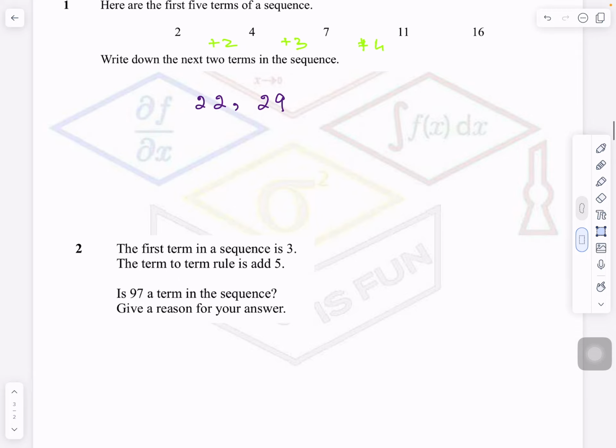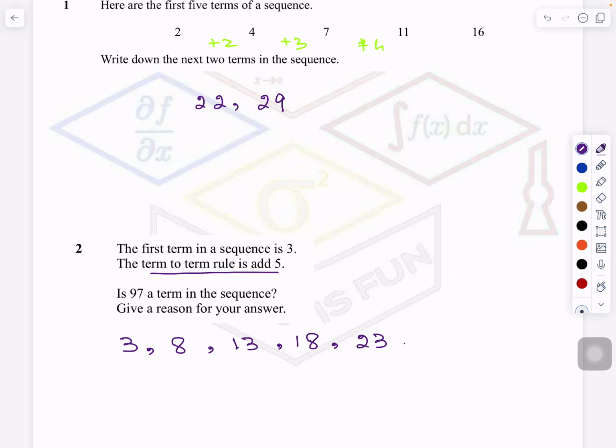Now what is happening in this one? This is a little tricky. Those who have notebook, take it out and write down, only then you will understand. Suppose I'm writing it for you, but you will answer. So first term in the sequence is 3. The next term we get by adding 5. 3 plus 5, 8. Then again add 5, 13. Then again add 5, 18. Again add 5, 23. Again add 5.